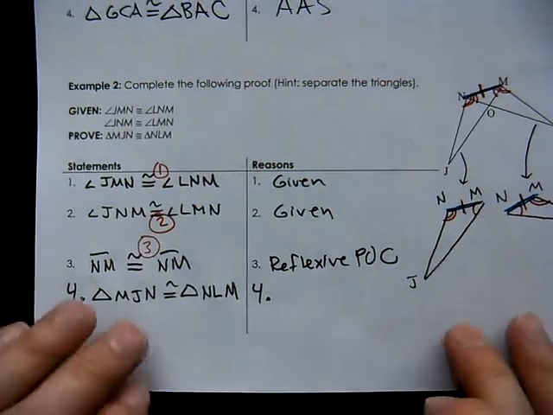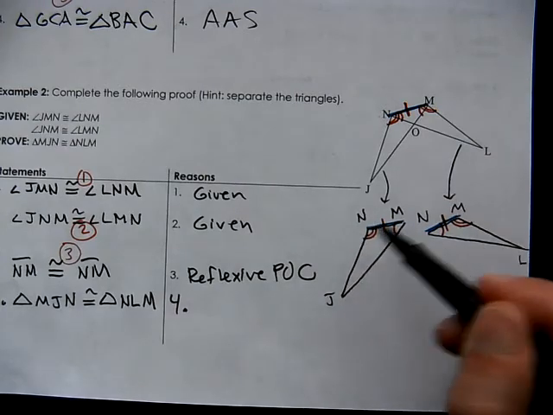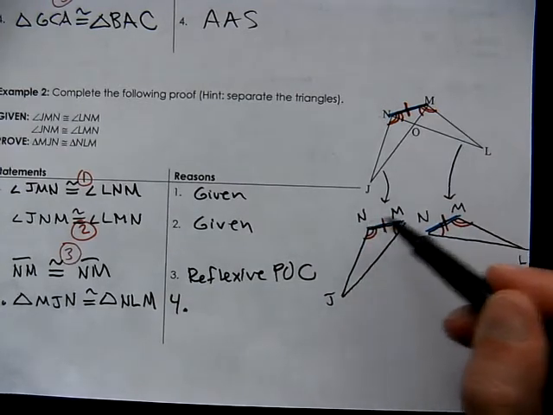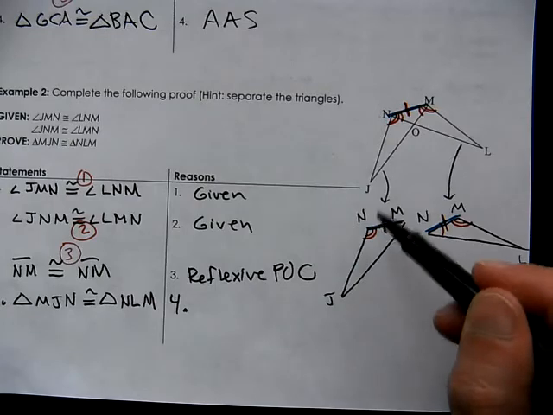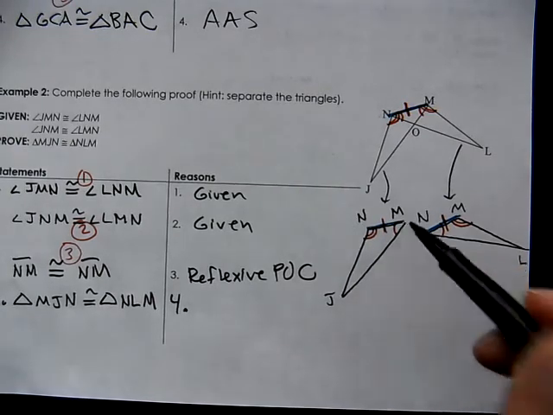And now we have to look at the markings on the diagram. So look at one of these triangles. You see the 2 angles that are marked. You find the side that's between. Does that have a tick mark? Yes, it does. So the side is between the 2 angles. So it's an angle, side, angle pattern.